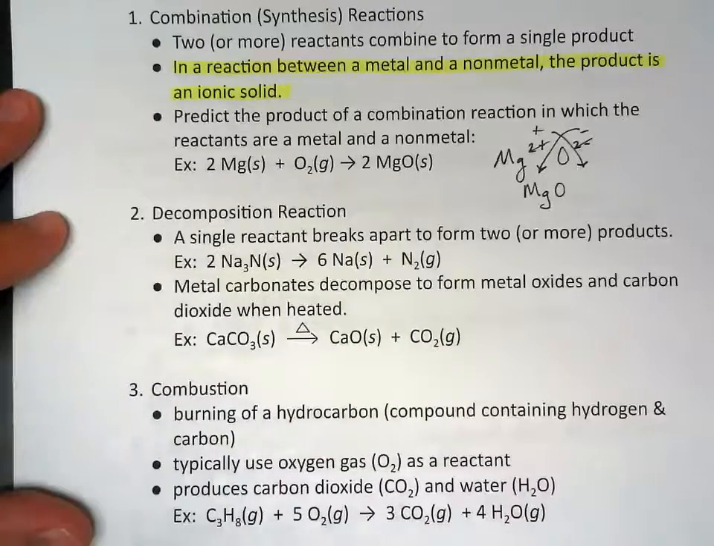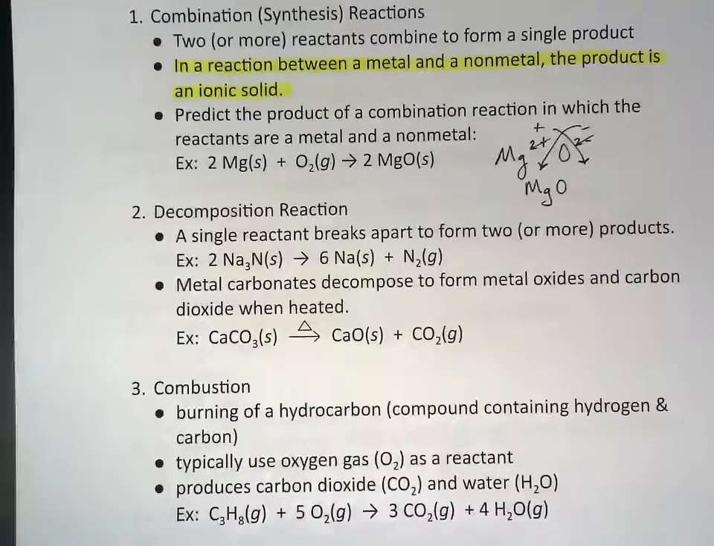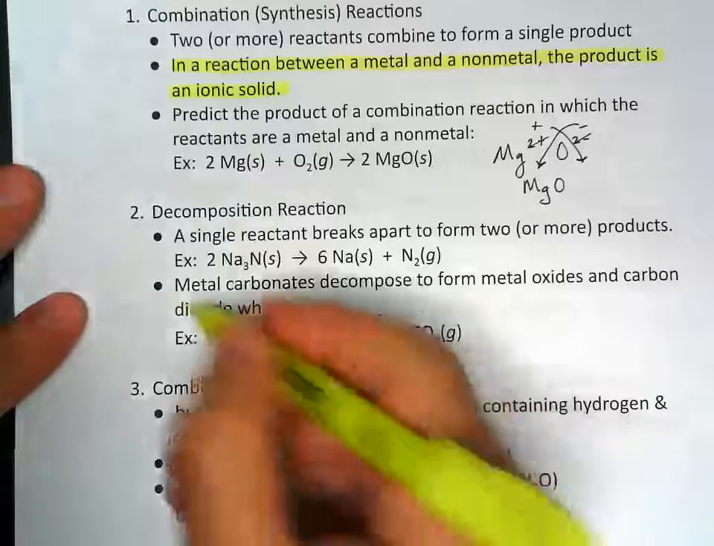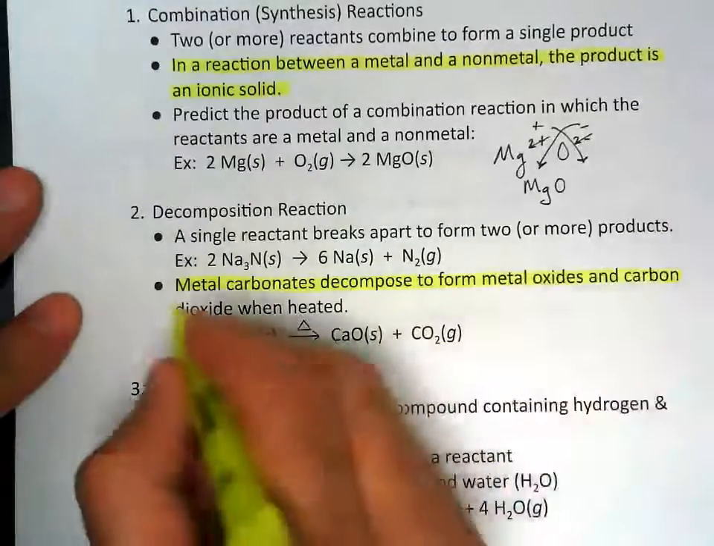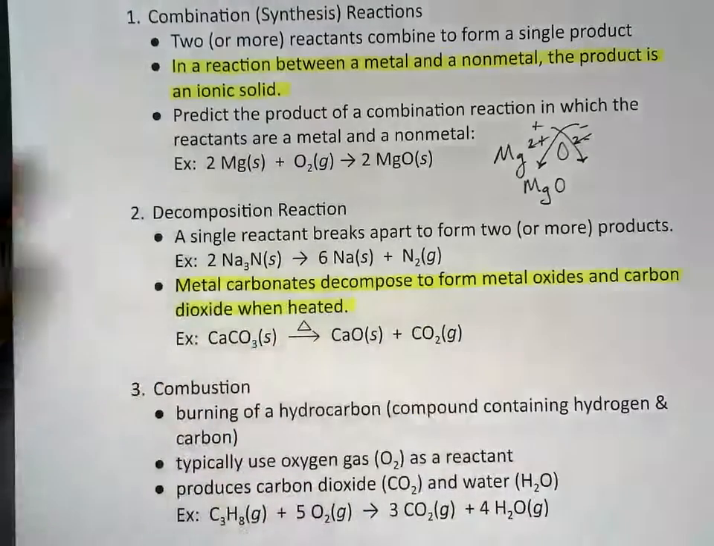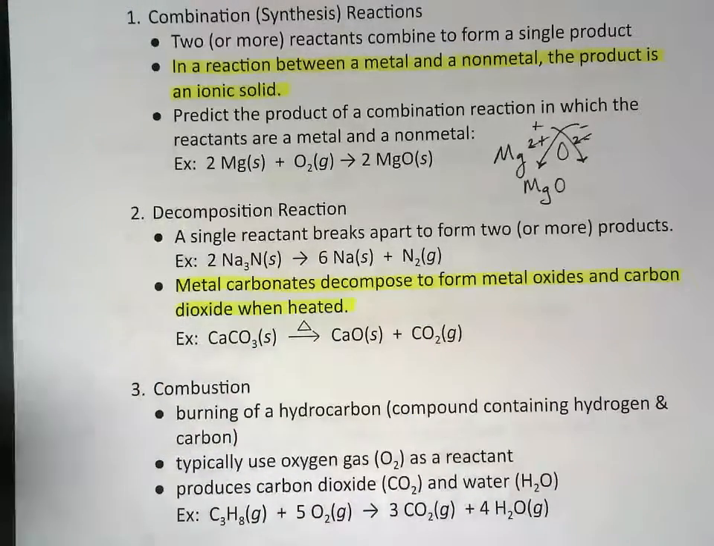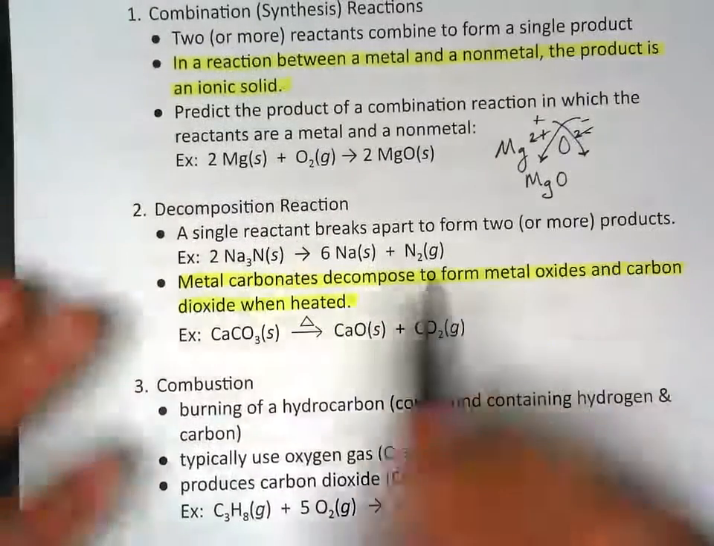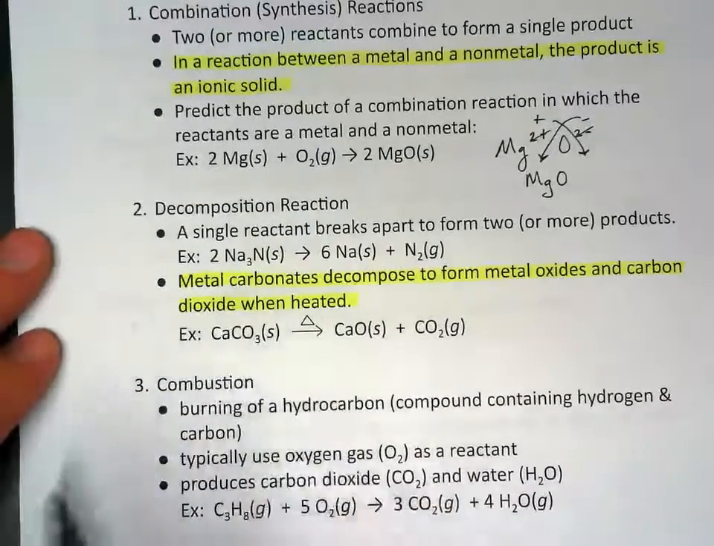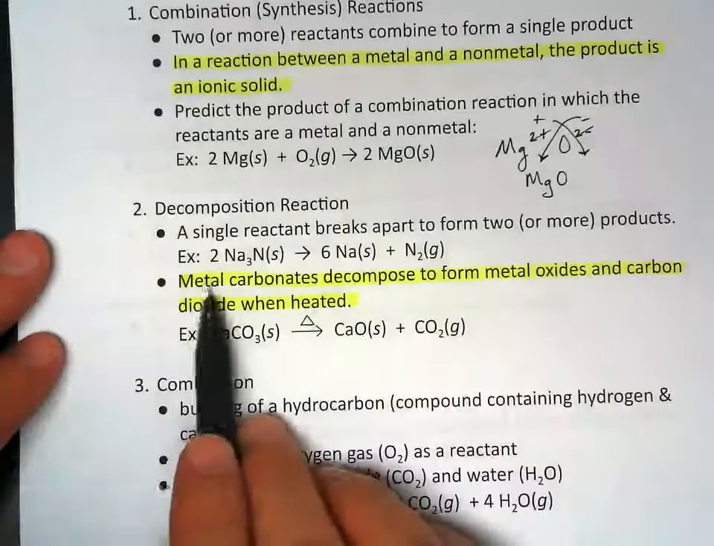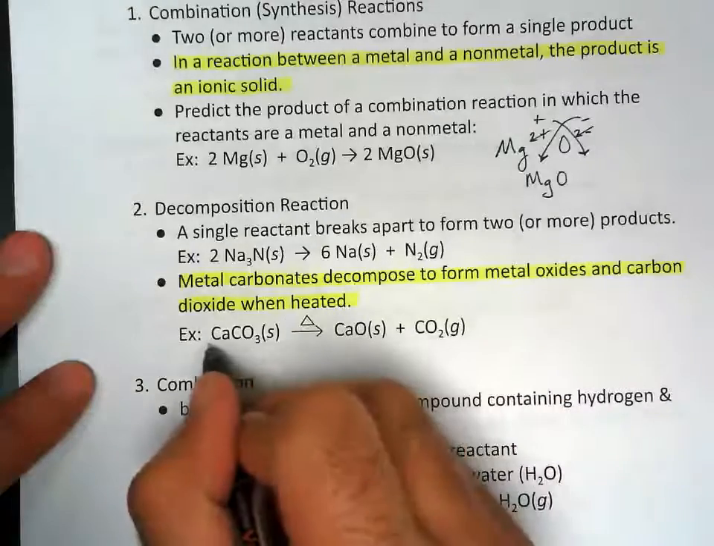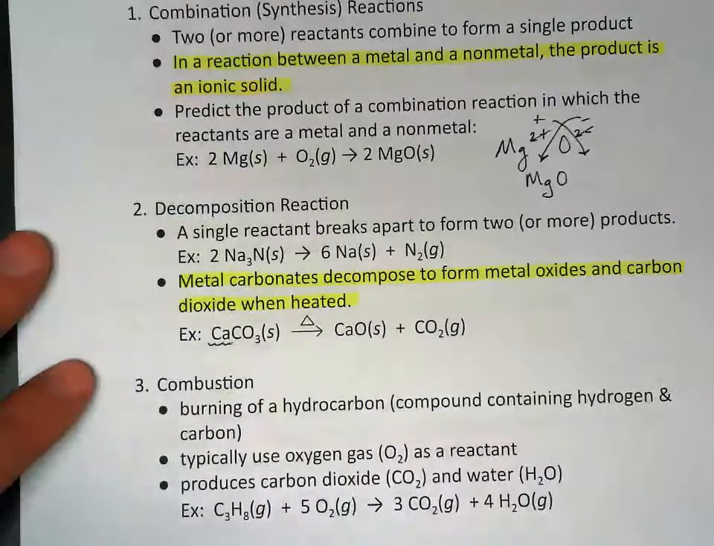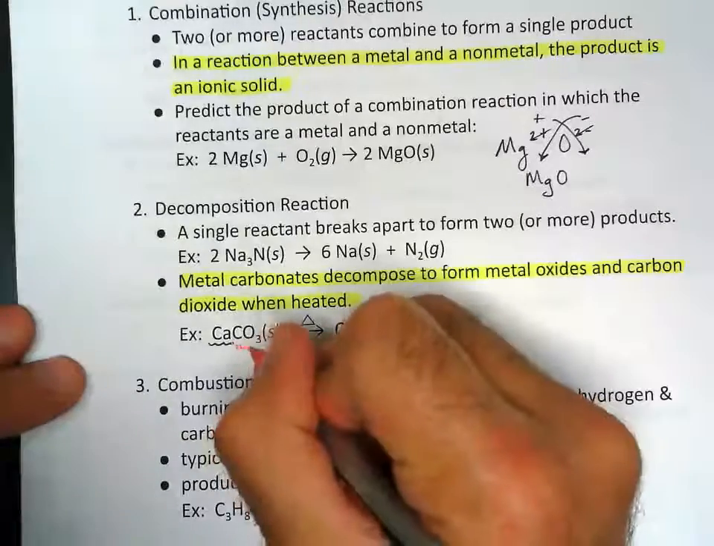Okay. All right. So this next part is also something new for Chem 2. Metal carbonates decompose to form metal oxides and carbon dioxide when heated. Okay. So what's a metal carbonate? A metal carbonate is exactly what it sounds like. It's literally a metal element combined with a carbonate. So as you can see here, metal element combined with a carbonate.